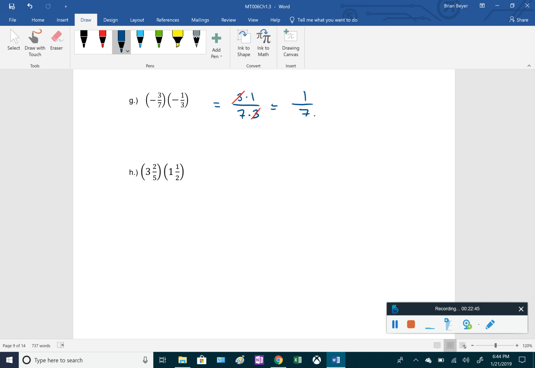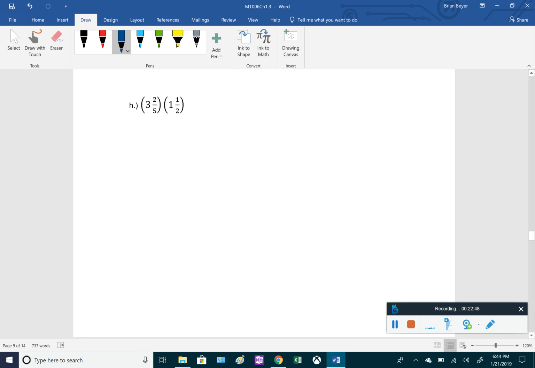And then for H, for the last one here, we have two mixed numbers, so converting these to improper fractions once again. 3 2/5 is going to be 17 over 5. And then 1 1/2 is going to be 3 over 2. So 17 is a prime number, so I can already tell that nothing is going to end up canceling. So multiply straight across. 17 times 3 is 51. And 5 times 2 is 10. So we get 51 over 10.